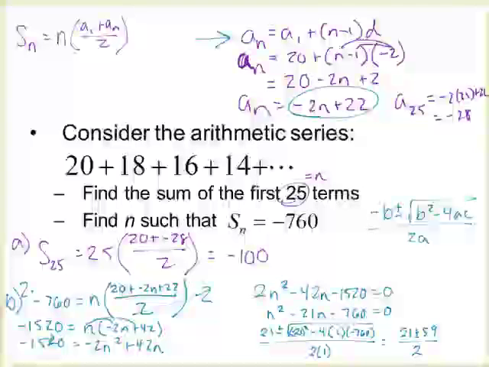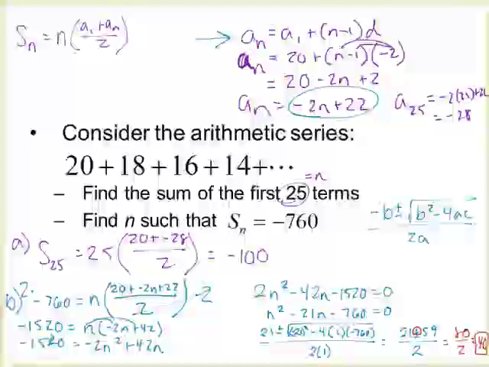Then I'm only going to do the addition, because if I do the subtraction, I would get a negative, and that doesn't make sense. So I only want the positive answer. So I do 59 plus 21, which is 80 over 2, which is 40. So that means I would need to add up 40 terms to get to a total of negative 760.